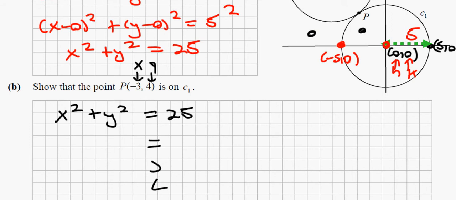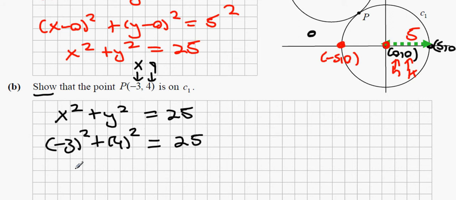So what we're predicting here is that it wants us to show. Show is the key in the language here. Show means it's got to be equal, so we should try this out. Minus 3 squared plus 4 squared equals 25. This is going to be 9 plus 16 equals 25. And then basically 25 equals 25. And then you can say, hence it's on the circle. Okay?